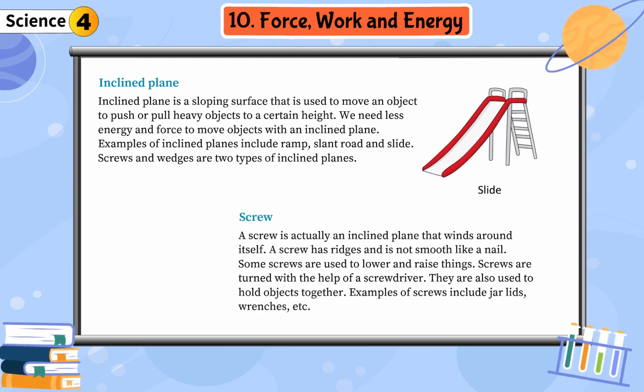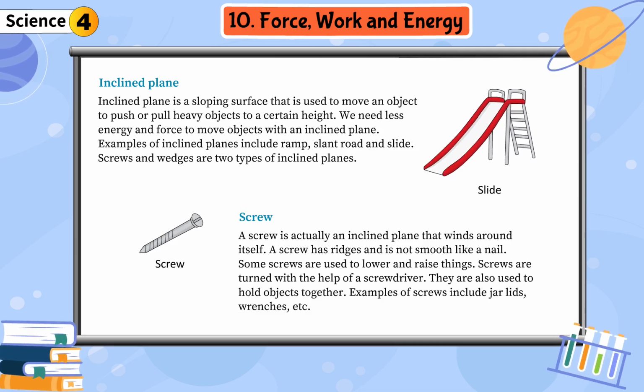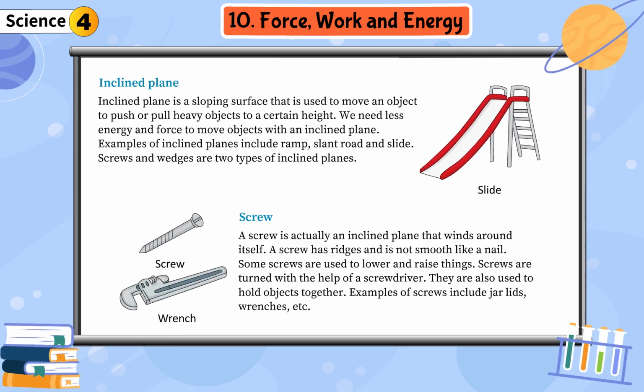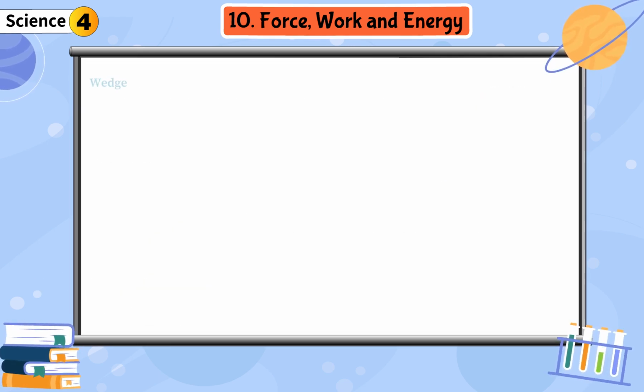Screw. A screw is actually an inclined plane that winds around itself. A screw has ridges and is not smooth like a nail. Some screws are used to lower and raise things. Screws are turned with the help of a screwdriver. They are also used to hold objects together. Examples of screws include jar lids, wrenches, etc.